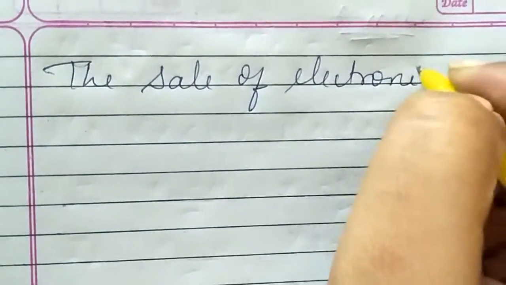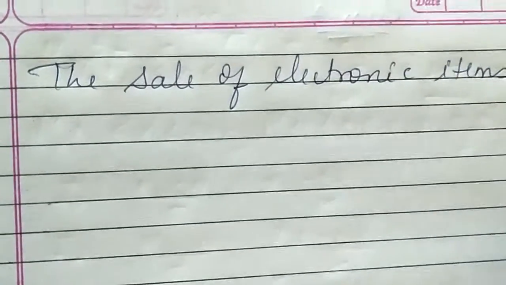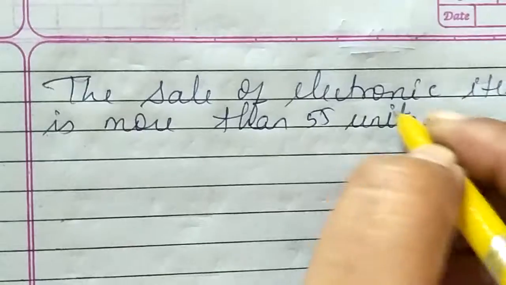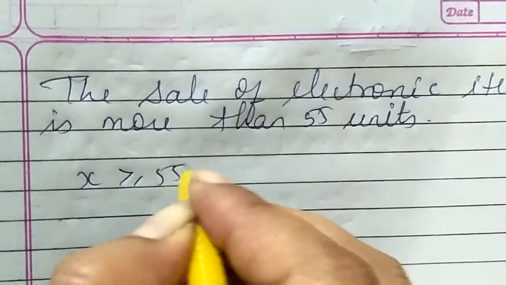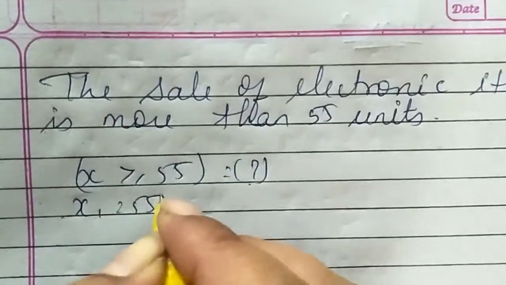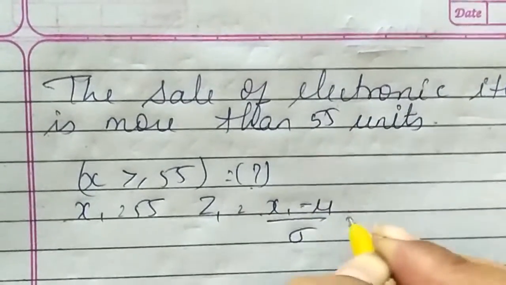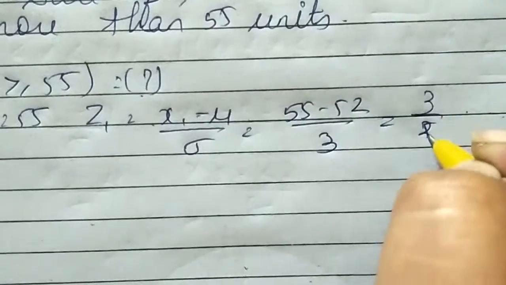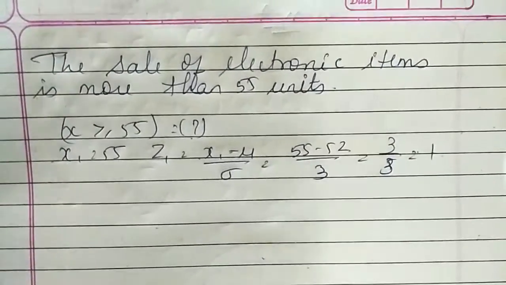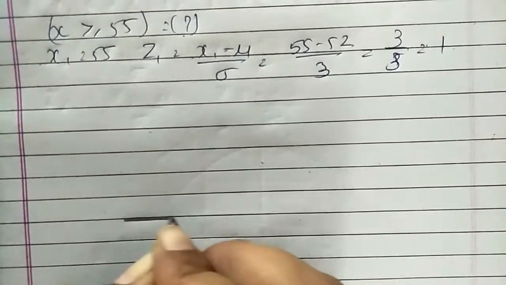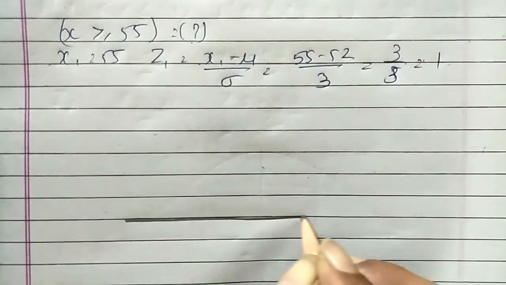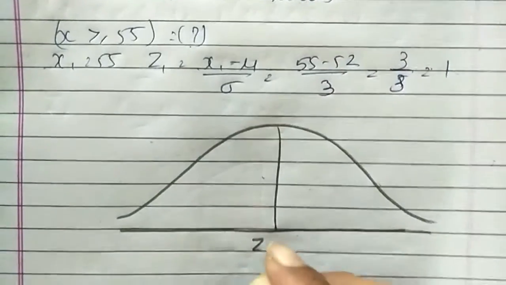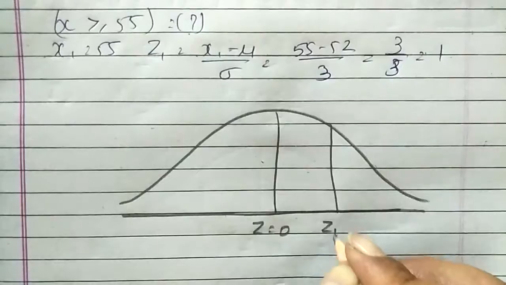Now the next thing which we need to find over here is whether the sale of electronic items is more than 55 units. So X more than 55, that we have to find. So x1 is equal to 55, z1 is equal to (x1 minus mu) upon sigma, that is (55 minus 52) upon 3, that gives us 3 upon 3 is equal to 1. Clear? So now let us make the diagram for this. So here we will make the diagram for the sale. So this is the middlemost value, z is equal to 0, and this is our z1 is equal to 1.